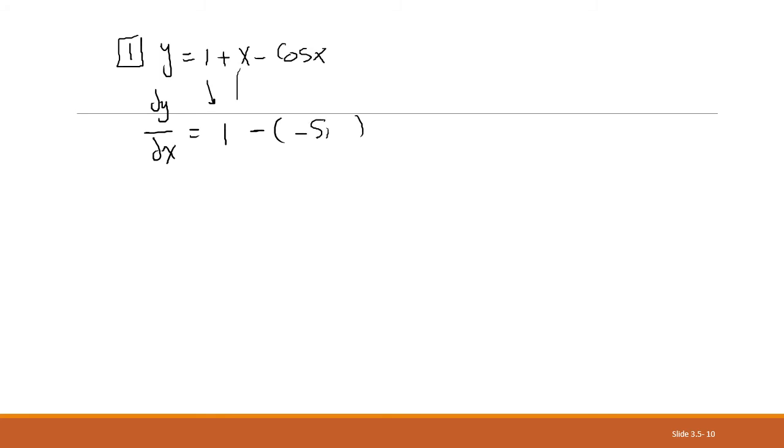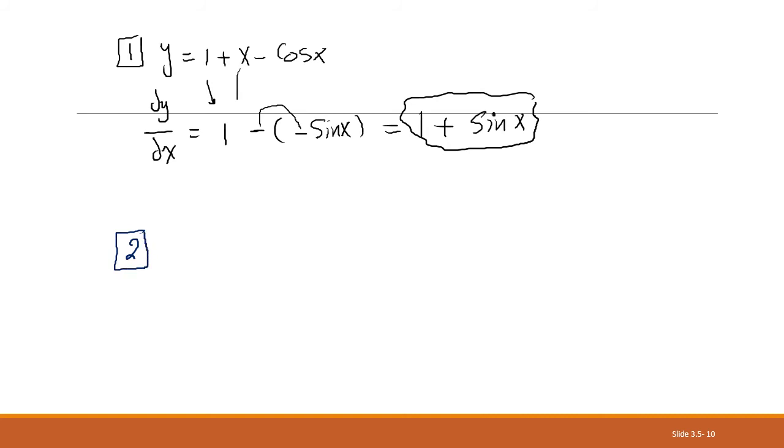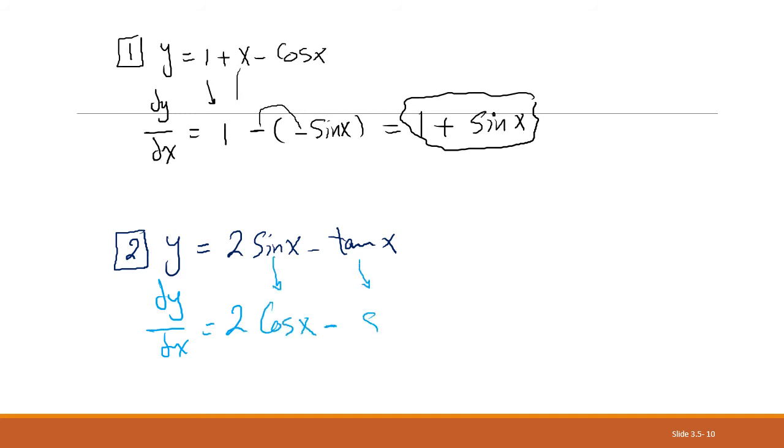Number 1, y is equal to 1 plus x minus cosine x, and I wanted to find dy by dx. Derivative of 1 is 0, derivative of x is 1, minus the derivative of cosine, which is negative sine x. Negative multiplied by negative is positive, so it's 1 plus sine x. Number 2, y is equal to sine x minus tan x. So dy by dx is equal to the derivative of sine, which is cosine x, minus the derivative of tan, which is sec square x.